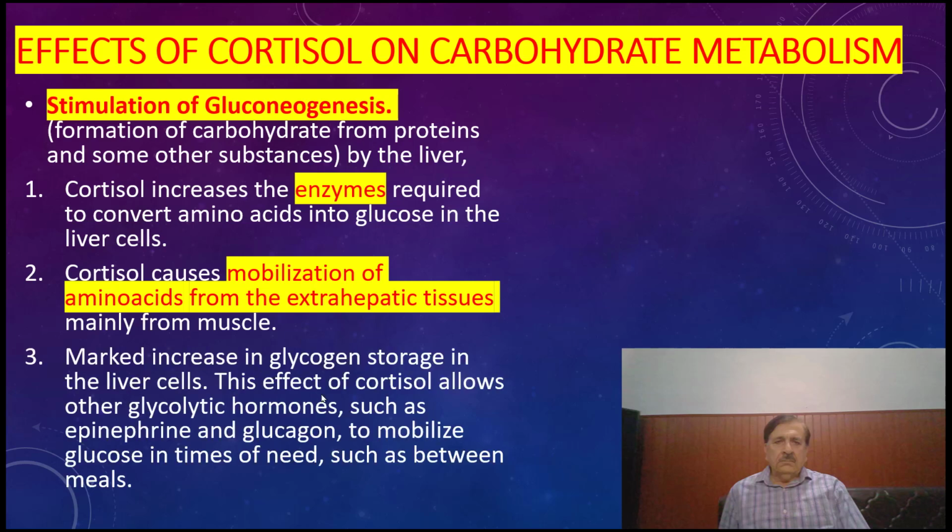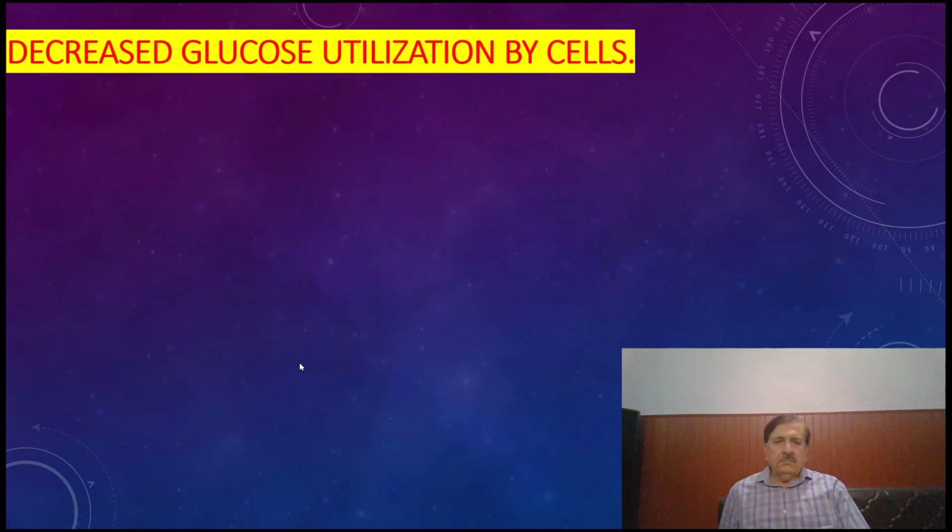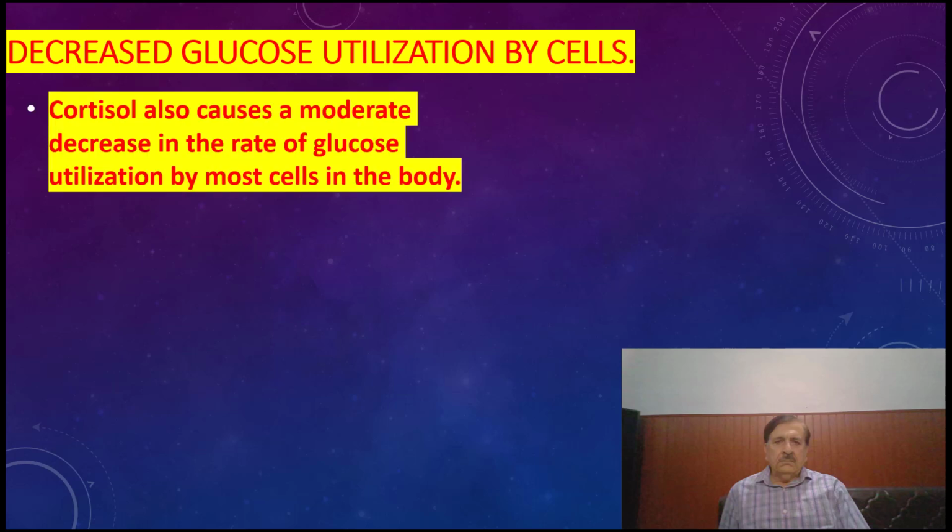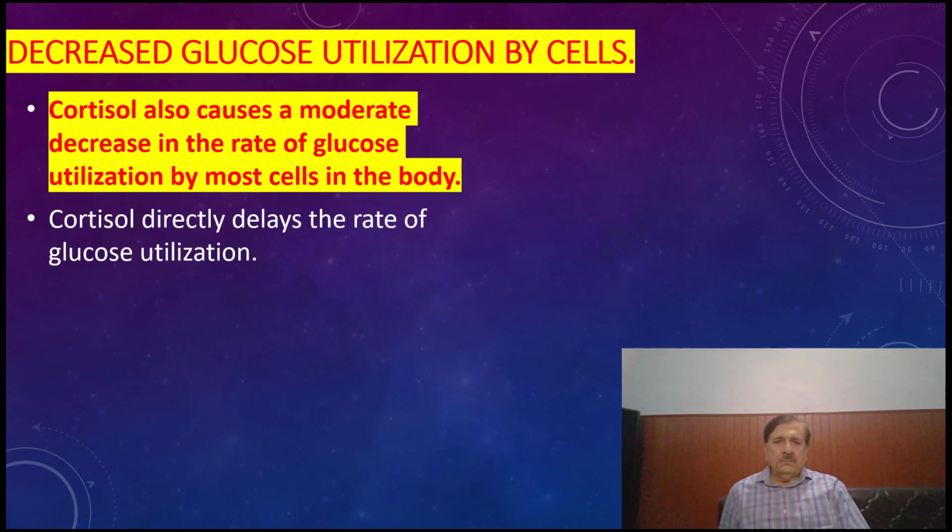It markedly increases the glycogen storage in the liver cell. The effect of cortisol allows other glycolytic hormones such as epinephrine and glucagon to mobilize glucose in time of need, such as between meals. So this hormone is also responsible for the storage of glycogen. Decrease glucose utilization by cell. Cortisol also causes a moderate decrease in the rate of glucose utilization by most cells in the body. Cortisol directly delays the rate of glucose utilization.